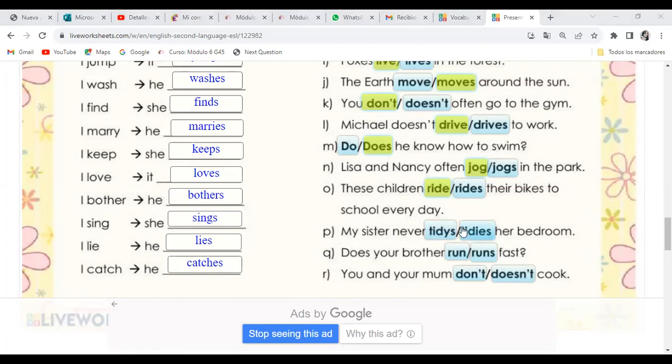Tidies. Yes, very good. With IES. Now, does your brother run or does your brother runs? Bien, aquí estoy hablando de mi hermano, pero estoy haciendo una pregunta con does. Por lo tanto, ¿es run or runs?